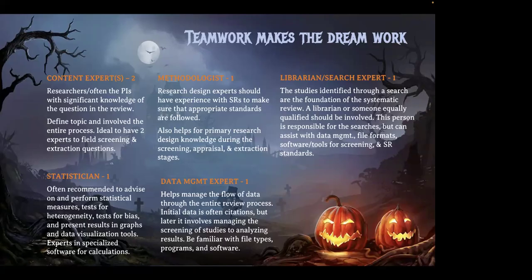Next up is a statistician, and I am so glad I'm not a statistician. This sounds painful, but you have to have a statistician if you are doing a meta-analysis after your systematic review. These guys are the ones that perform the statistical measures and tests for heterogeneity. They look at testing for bias, and they're the ones presenting the graphs in those forest plots or other data visualization tools. They are making those final mathematical calculations on specialized software that the librarians do not know how to use. So you have to have a stats person.